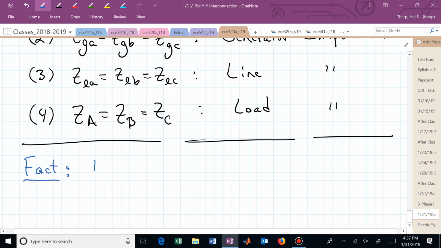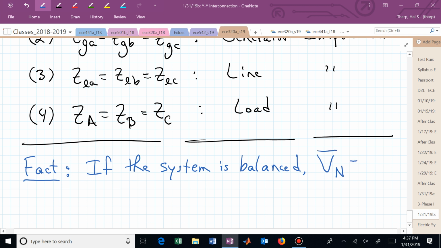Let me state a fact. If the system is balanced, we can conclude that the voltage at the neutral terminal in our Y-connected load is actually 0. So that's the same as our reference, essentially, which was the neutral terminal in our source.